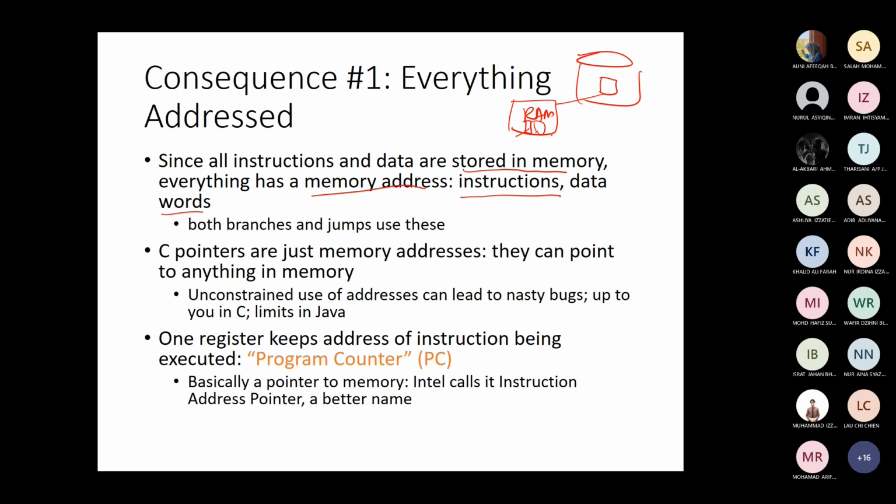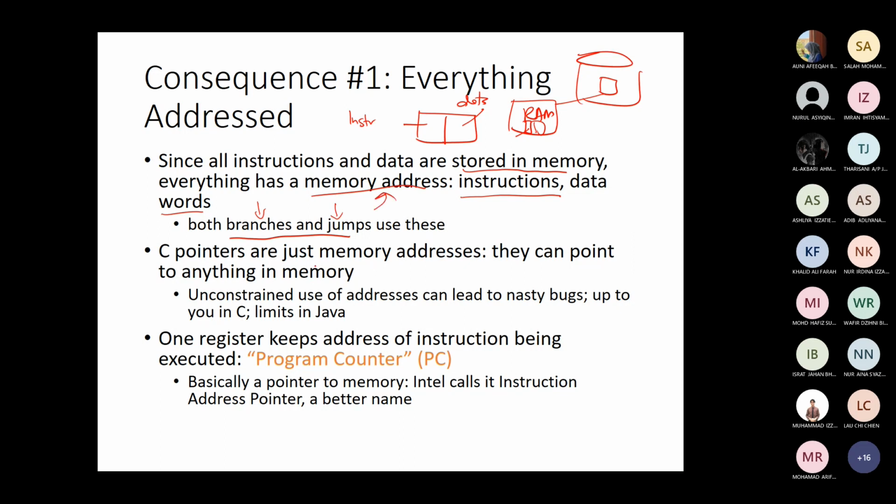Within the cache memory, we can divide it into one part for instruction and one part for data. Whatever data we want to process will be loaded into the data portion, and the instructions will be loaded into instruction memory. Also, branches and jumps use the memory address. So there are certain instructions that use a memory address.